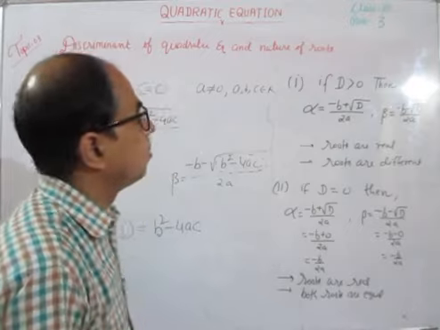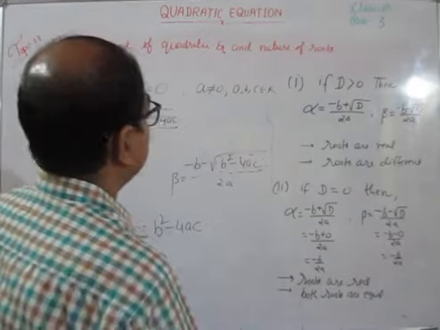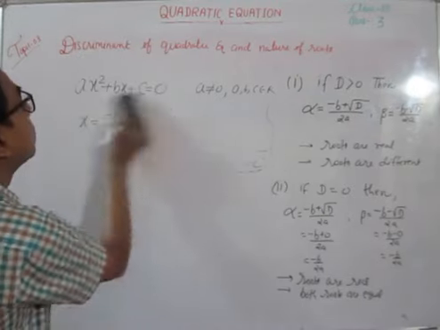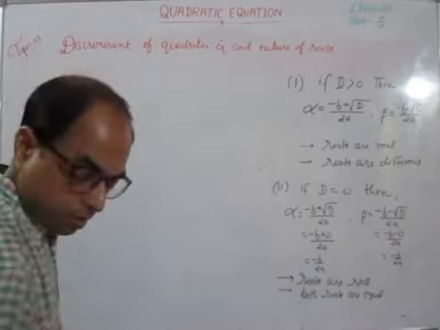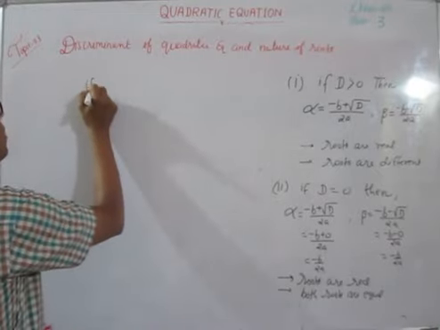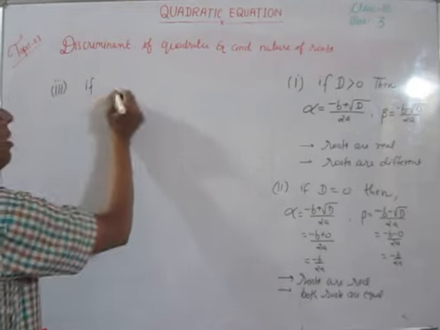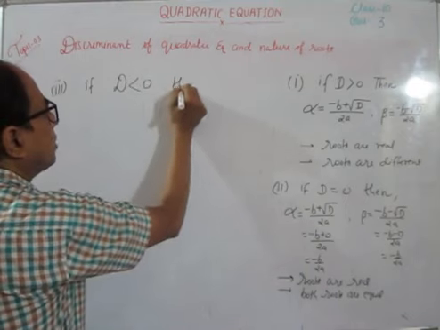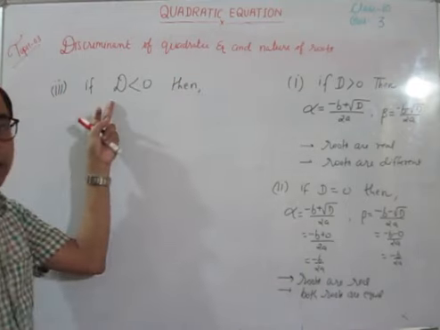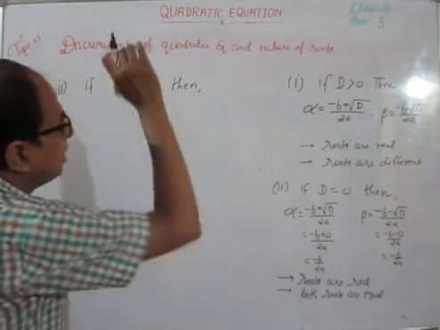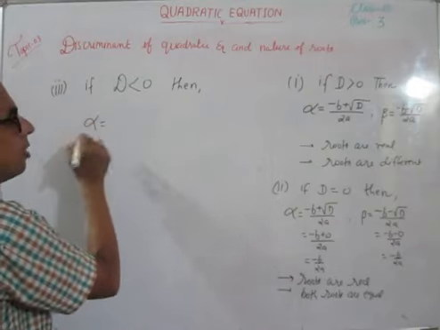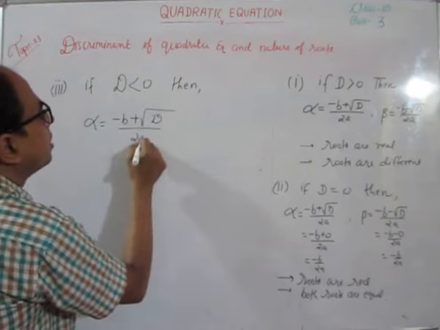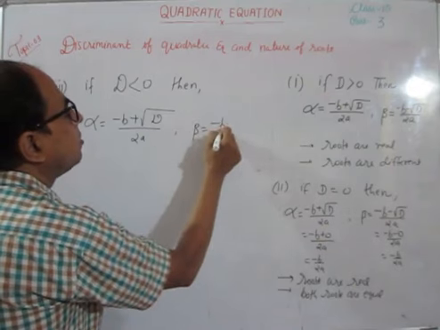Now let us see what will be the nature of the roots when the discriminant is negative. So if the discriminant is negative, then in this case alpha will be what? It will be minus b plus square root d by 2a, and the other root will be beta equal to minus b minus root d by 2a.